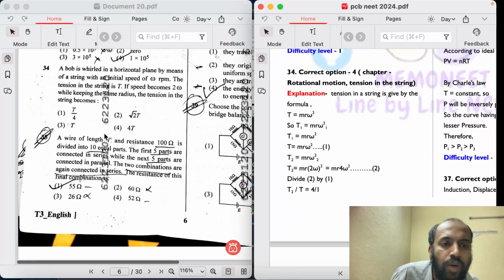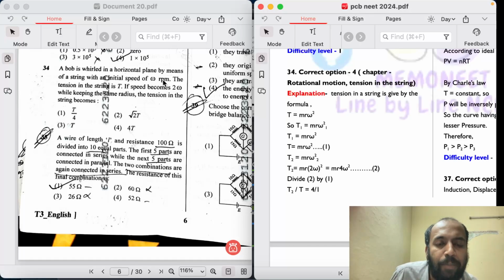Question number 34. A bob is whirled in a horizontal plane by means of a string with an initial speed of omega rpm, that's rotations per minute, and the tension in the string is T. Now if the speed becomes 2 omega while keeping the same radius, the tension in the string becomes what? You have to find the tension in the string, and tension is a form of force, and the force formula for tension can be written as m r omega square, where omega is the angular velocity.